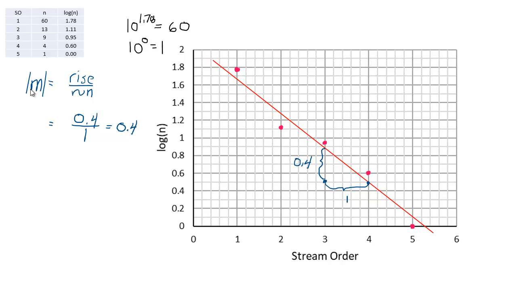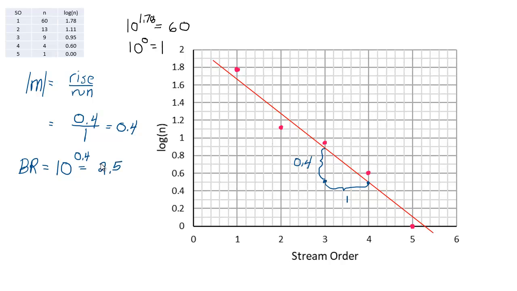And now the bifurcation ratio will be defined as the exponent of that slope. So it's 10 to the value of that slope. And if I plug that into my calculator, I get 2.5.